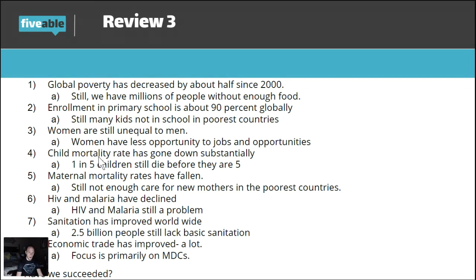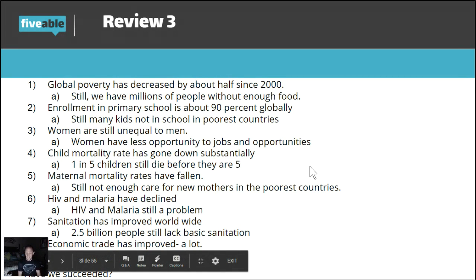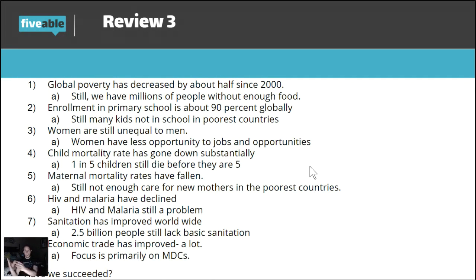Child mortality rates have gone down substantially, but you still have a lot of children dying before they're 5. Maternal mortality rates have fallen, but you still have places where you can do better. HIV and malaria have declined a lot. There was a big push to add funding into that program that resulted in substantial decreases in those numbers. So we've done really well there. They still exist, right? But we've done a lot of damage to that one. Sanitation has improved, but there are still a lot of issues.